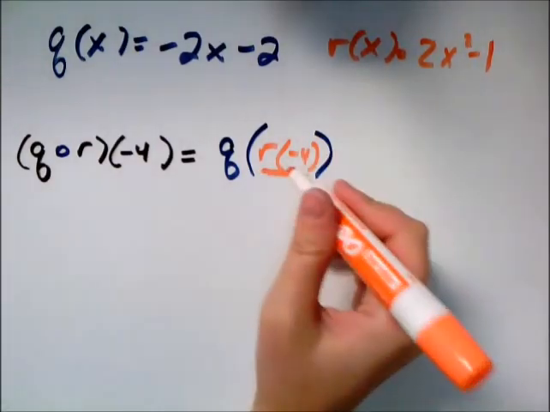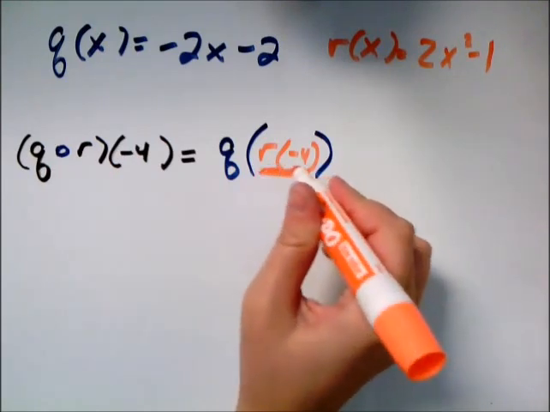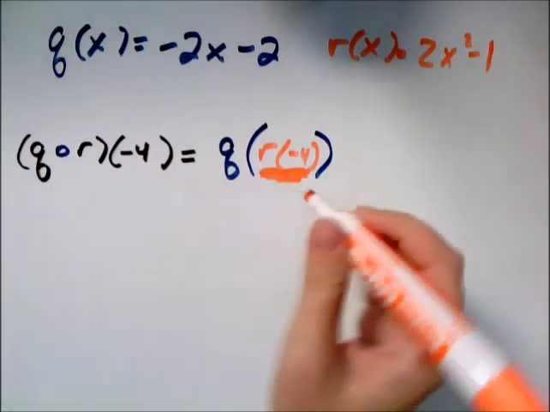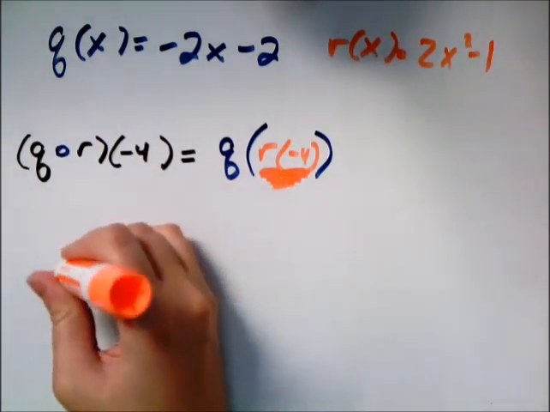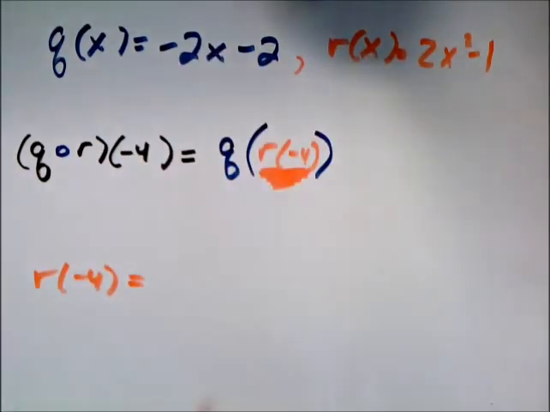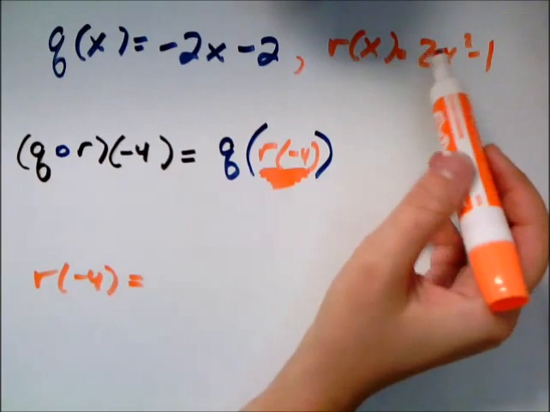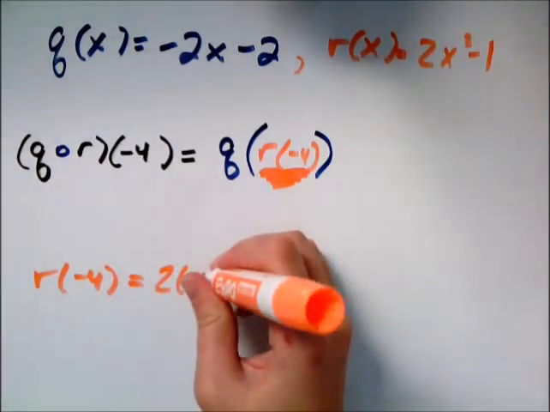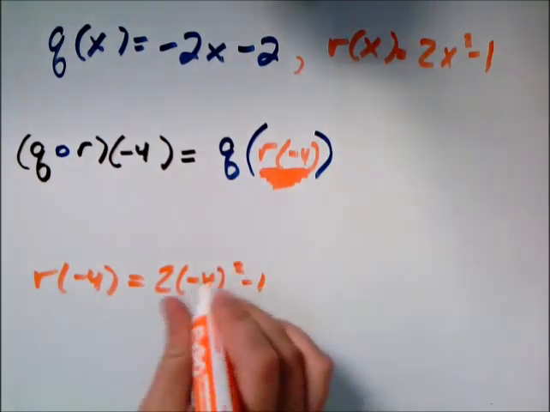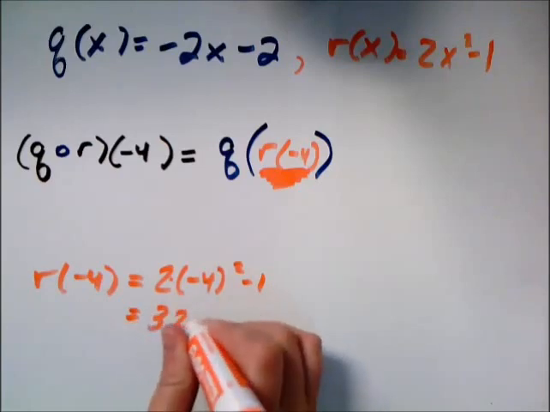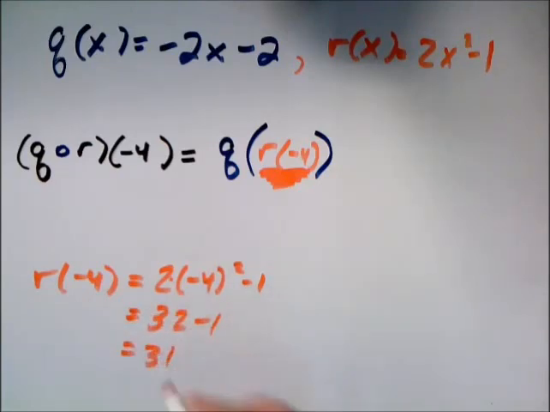So picture, I want to plug -4 into r, and then whatever the answer is, I'm going to put that into q. First, let's figure out what r of -4 is. And this is why functions are useful. I can tell exactly what equation they want me to use because they have names. So r is 2x squared minus 1. So 2 times -4 squared minus 1. -4 squared is positive 16, and times 2 makes it 32 minus 1, so 31. So this is the output when I input -4.